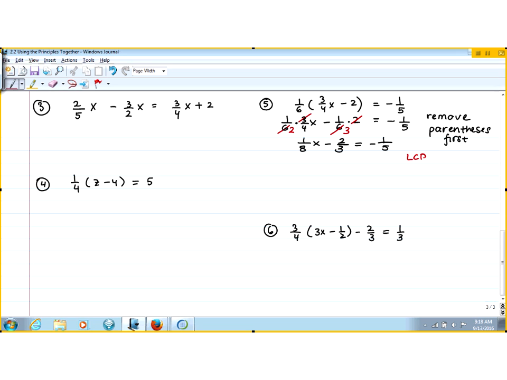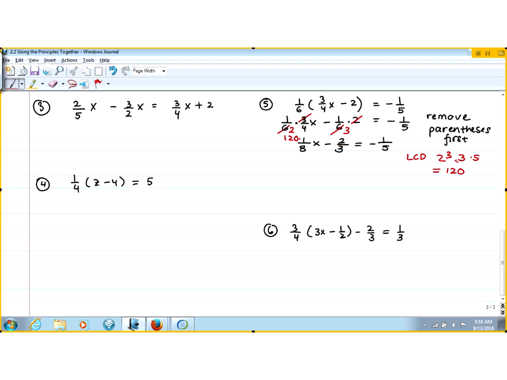Yes, do you remember how we found the LCD? How do we find the LCD? Well, 8 is what? 2 cubed, right? 3 is prime, so times 3. 5 is prime, times 5. So this is your LCD, 2 cubed times 3 times 5. Remember we talked about these, right? So this is 8 times 15. This is 120? Yes.